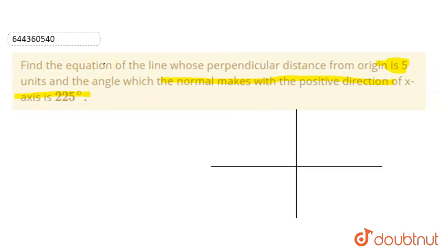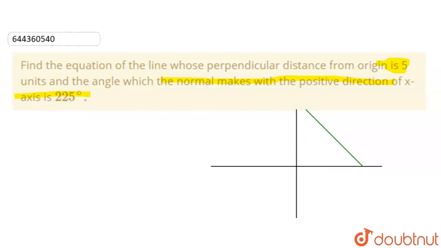We have given the perpendicular distance, and the line whose equation we have to find lies somewhere in either the first quadrant or the last quadrant, right? We don't know where that line will lie, but for now we are assuming that this line would lie in this region. In the question we have given that the normal to this line is making an angle of 225 degree with the positive direction of x-axis.